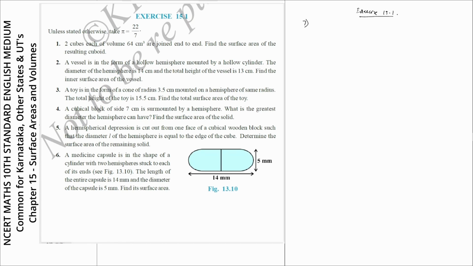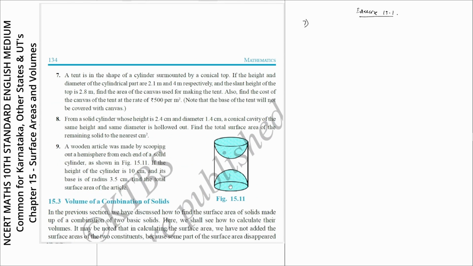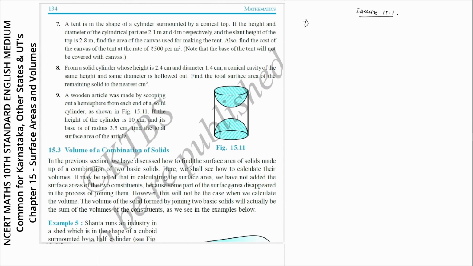Exercise 15.1, question number 7. A tent is in the shape of a cylinder surmounted by a conical top. If the height and the diameter of the cylindrical part are 2.1 meter and 4 meter respectively, and the slant height of the top is 2.8 meters, find the area of the canvas used for making the tent. Also find the cost of the canvas of the tent at the rate of rupees 500 per meter square. Note that the base of the tent will not be covered with canvas.